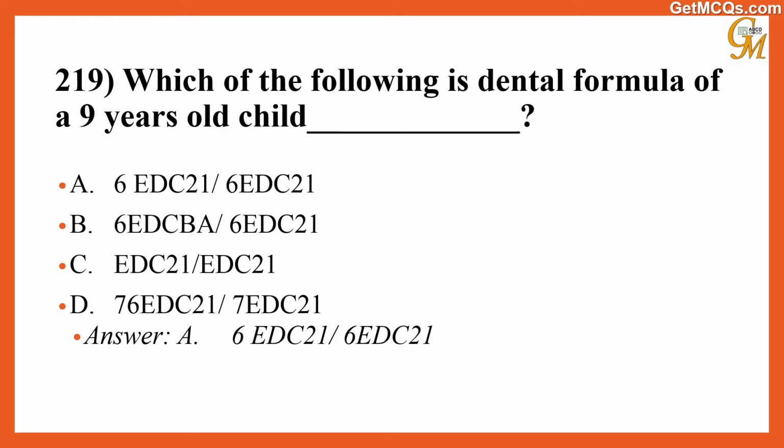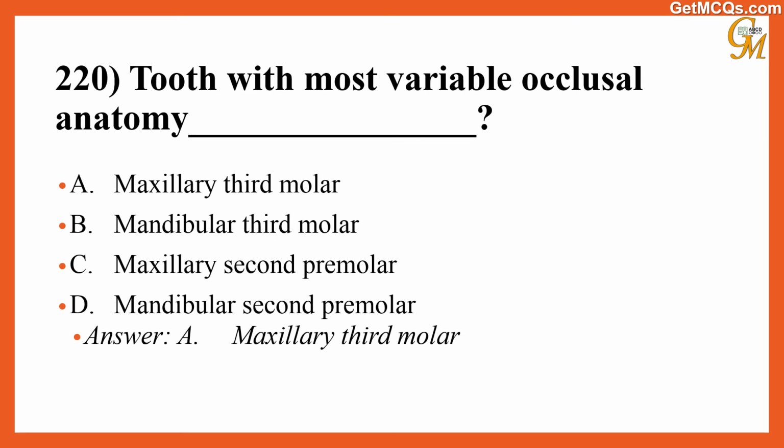219. Which of the following is dental formula of a 9-year-old child? Answer: A. 6EDC 21/6EDC 21. 220. Tooth with most variable occlusal anatomy? Answer: A. Maxillary third molar.